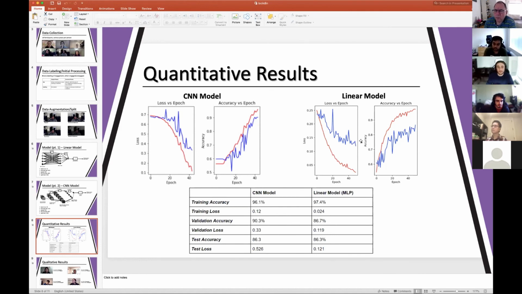Is there something here that shows it's overfitting? What is it that you point out that shows the linear model overfitting? Very low training losses. Yeah. So in both graphs, the red is the training, and the blue is the validation. So that's the evidence for overfitting.